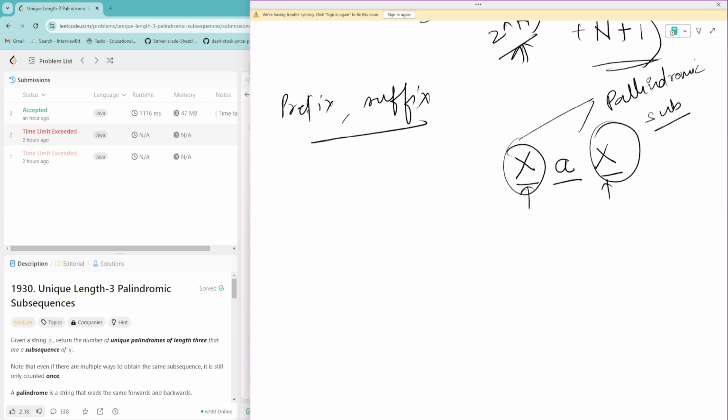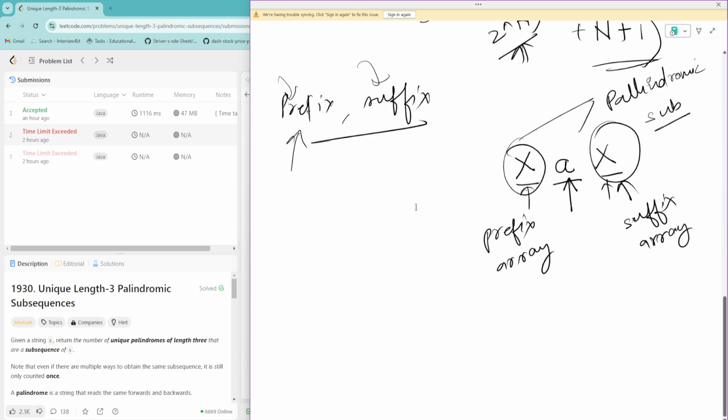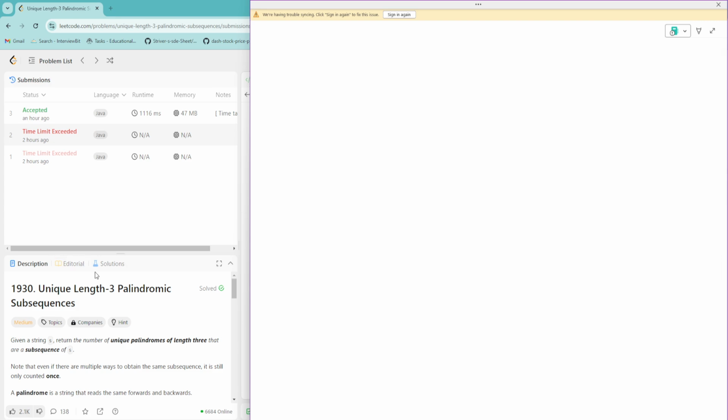Okay, so is there any method we can use to maintain this particular pattern? Using a suffix and prefix array, we can calculate the number of specific characters prior to this character using the prefix array, and the number of characters after that character using the suffix array. So how will we do it?